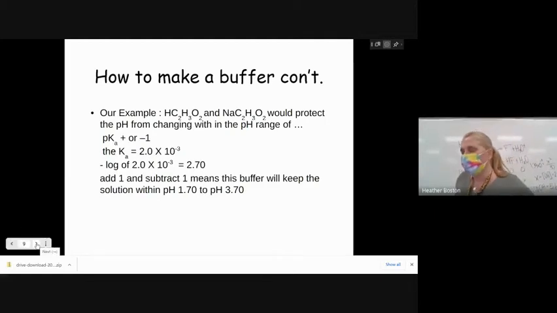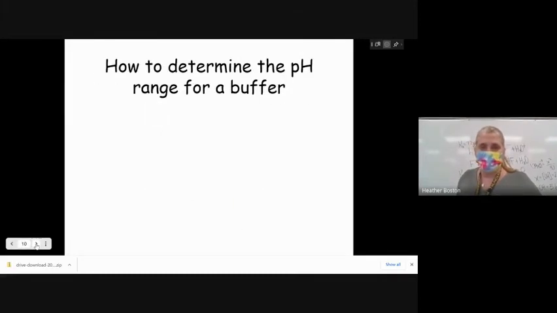I get to figure out which pH range I want to protect in, and I can pick it off a list of Ka values. Okay, let's try one more.